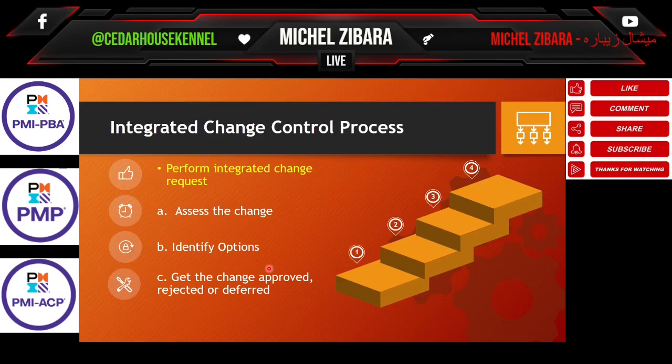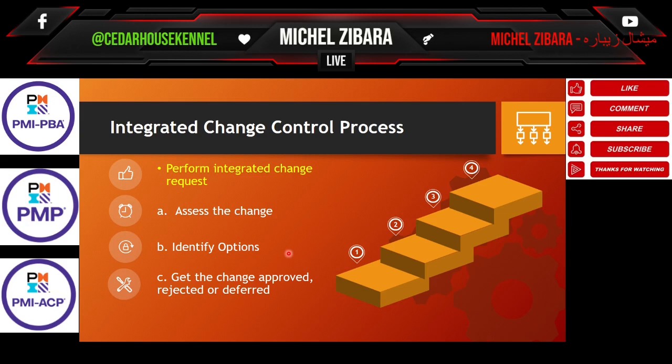Perform integrated change request. What happens in performing? So after the change request is initiated, we perform the integrated change request, change control. Assess the change, identify options for the change.